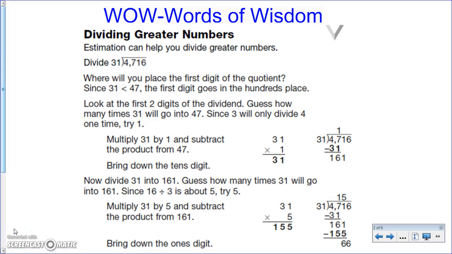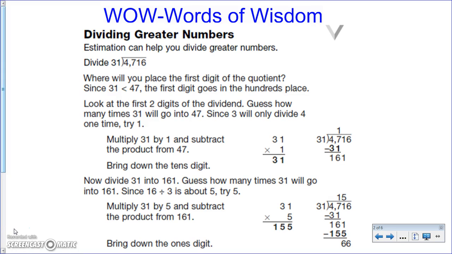Then we look at the first 2 digits of the dividend, the number that's inside the house there. Guess how many times 31 will go into 47? Since 3 will only divide into 4 one time, try 1. So if we look over on the right, we know that 31 goes into 47 one time. So they've placed a 1 above the 7, and then they've subtracted 31 from the 47. They got 16 as the answer.